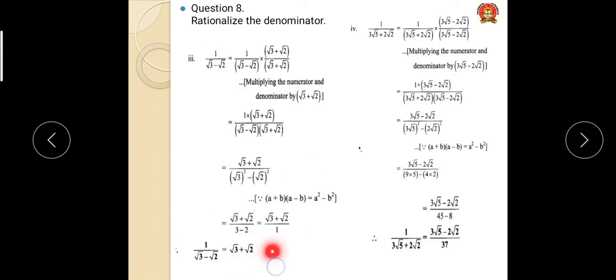What is the denominator of this? The denominator of this is 1.